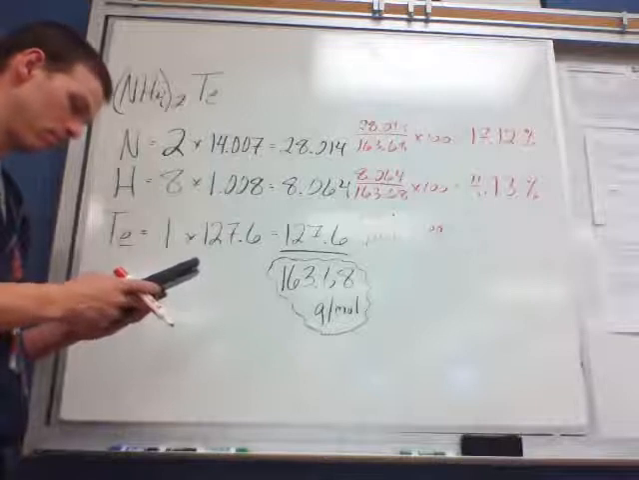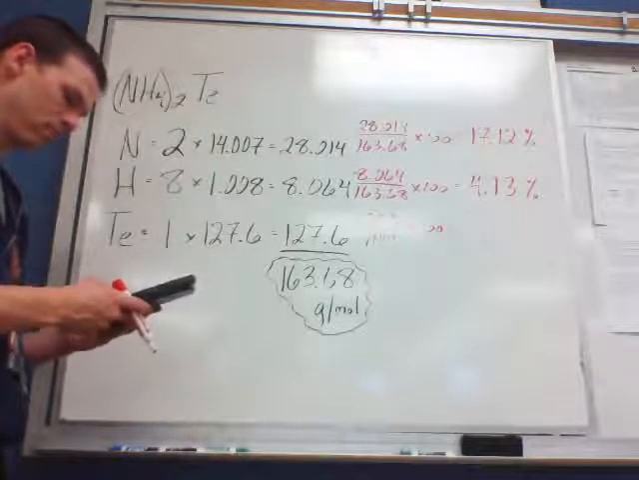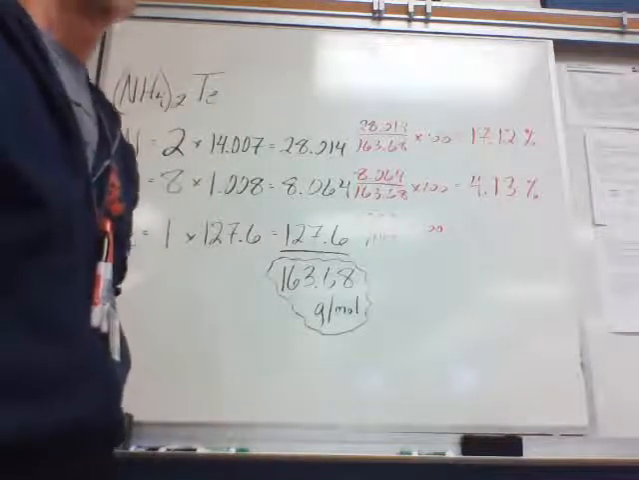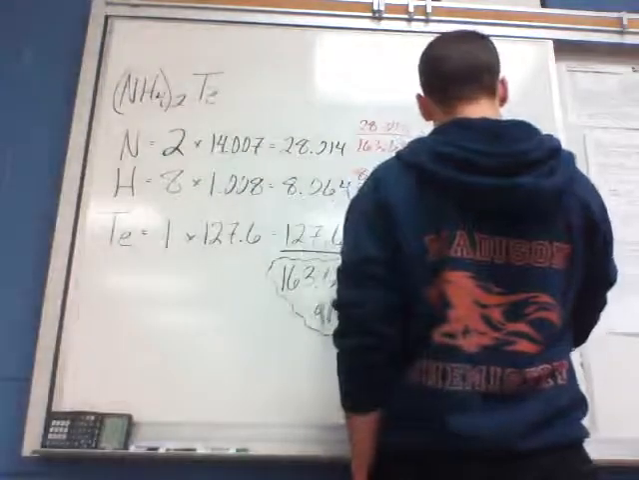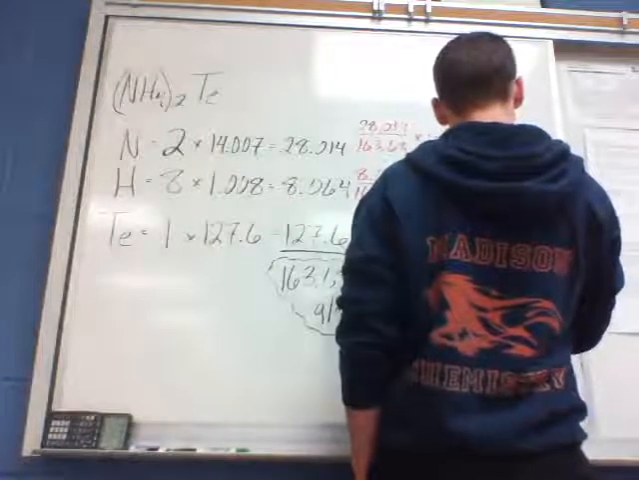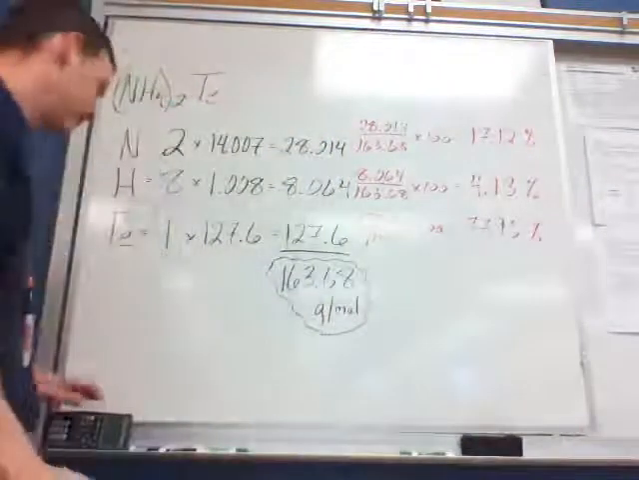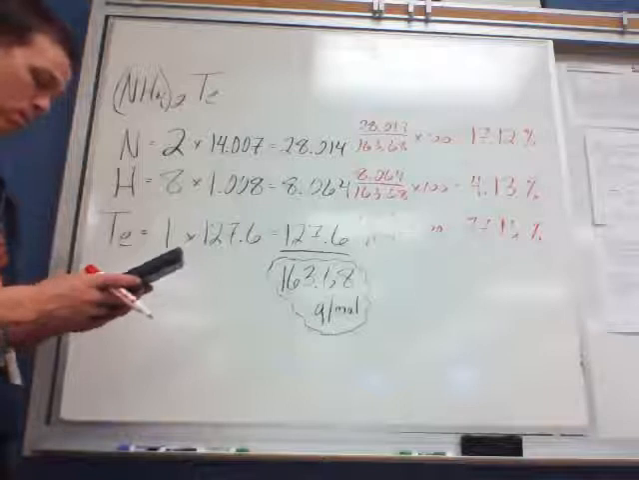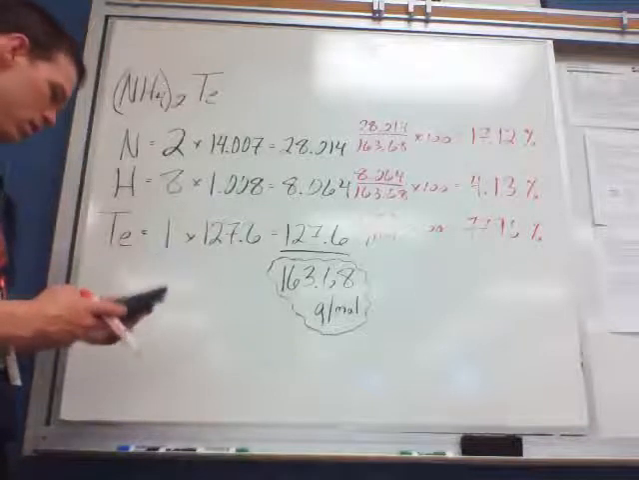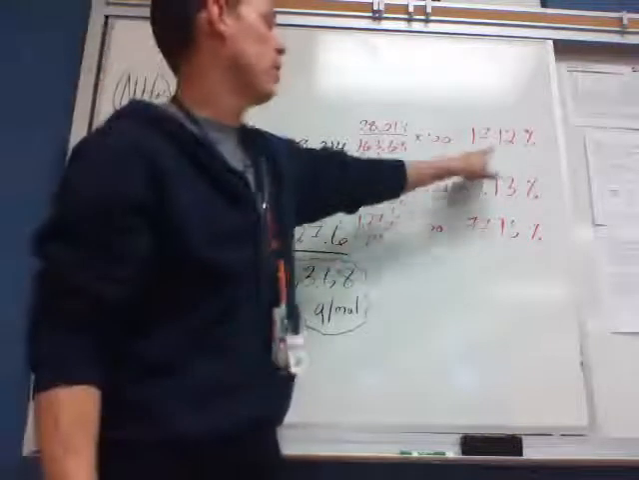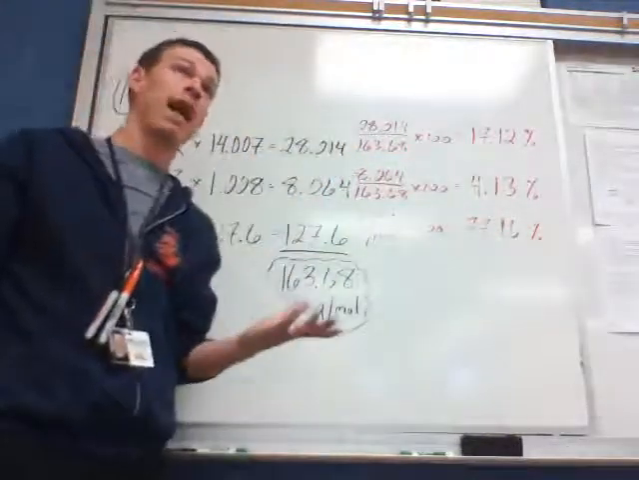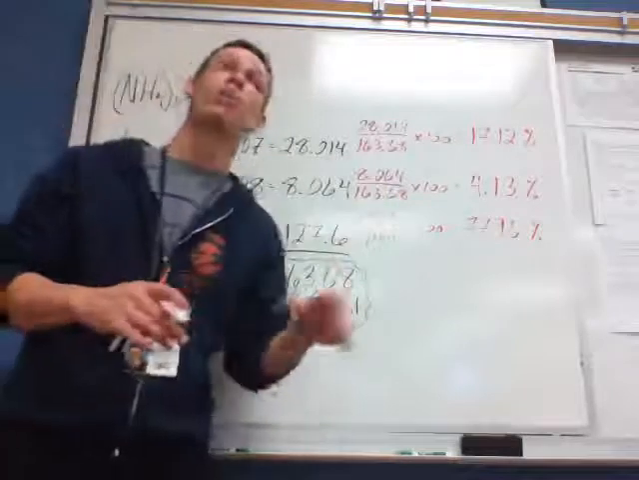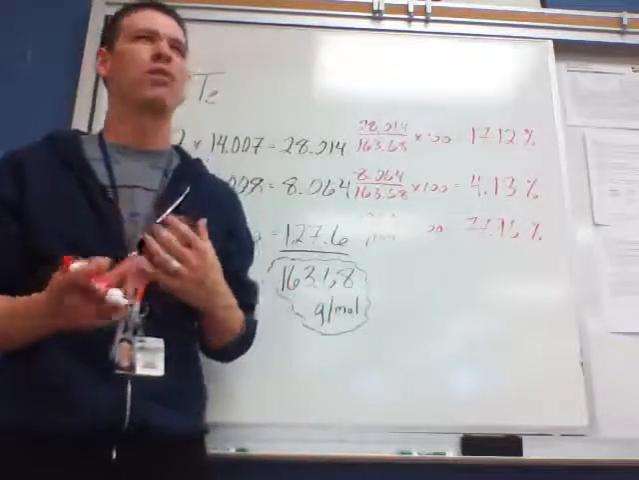And the last one. I get 77.96% for the other one. Now remember, these percentages, if you did all of this stuff right, should add up to 100%. These actually add up to 100.01%, which is fine. It's because we rounded.